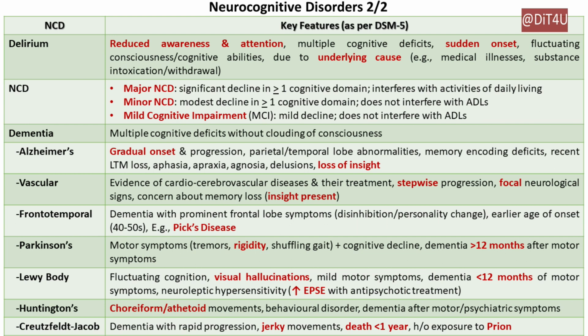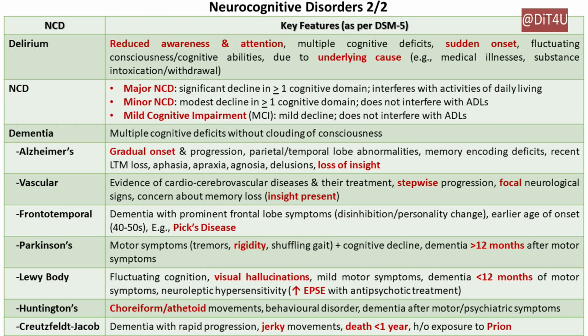Subtypes of dementia: the commonest subtype is Alzheimer's, where there is gradual onset and progression. Parietal and temporal lobe abnormalities are significant, and memory encoding deficits are seen, so learning new information is affected. Recent long-term memory loss is seen, because long-term memory can be divided into recent and remote long-term memory. Recent means what happened this morning, what breakfast did you have, who were you with last night; that kind of information is lost. Aphasia, apraxia, agnosia are seen, as we discussed. Delusions may be present, especially paranoid persecutory type of delusions, and loss of insight, very important.